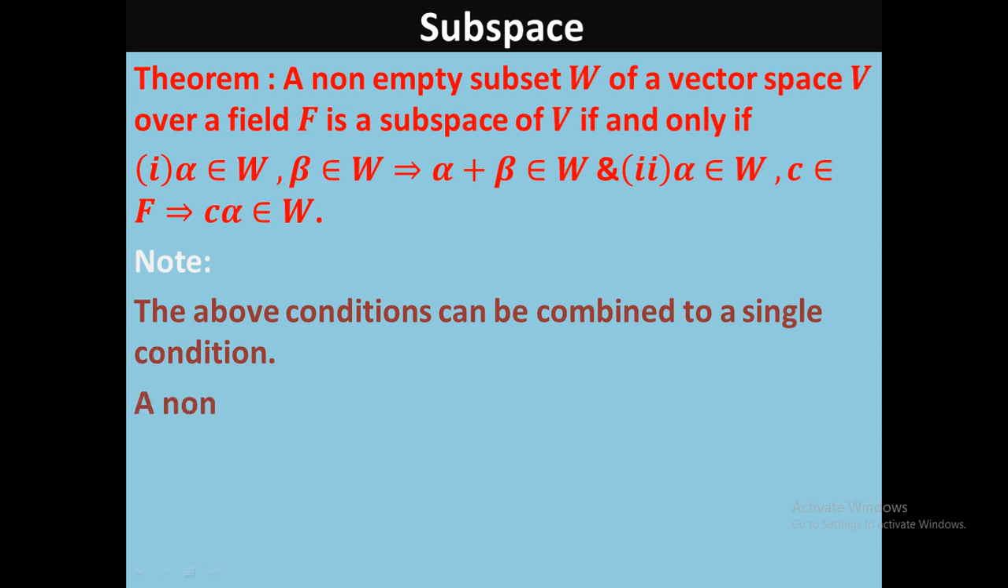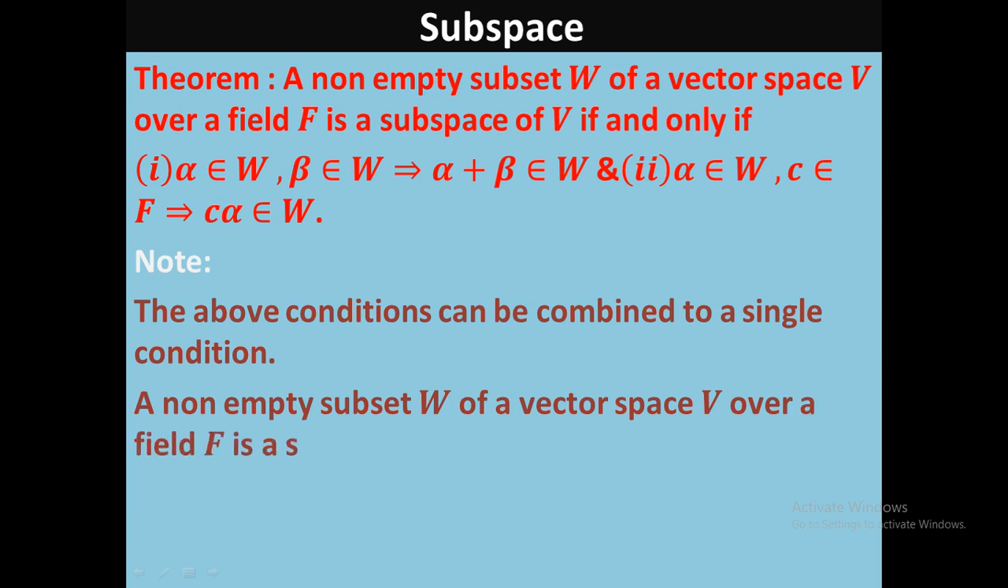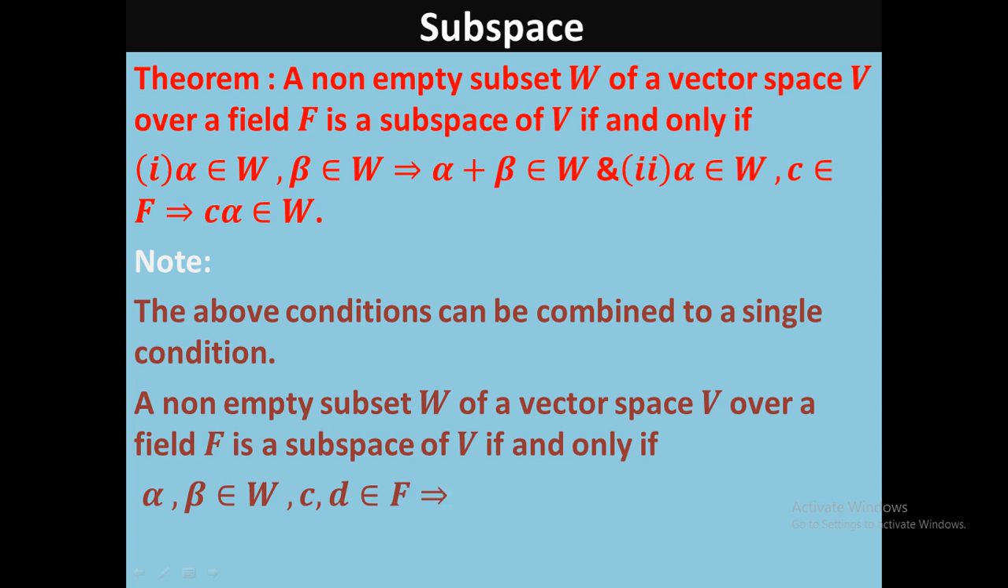The condition is that a non-empty subset W of a vector space V over a field F is a subspace of V if and only if C alpha plus D beta is in W for all alpha, beta in W and for all C, D in F. You have to combine those two conditions into a single condition.